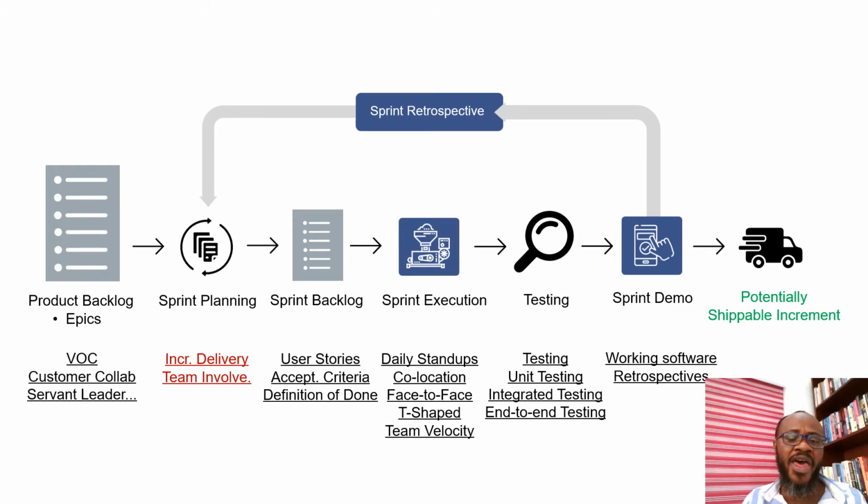Then we have the sprint backlog. Now, the sprint backlog contains work elements that have been created, planned, and estimated to be completed within a current sprint. Now, sprint backlogs contain user stories. By the architecture of user stories, it prevents or reduces the occurrence of defects.